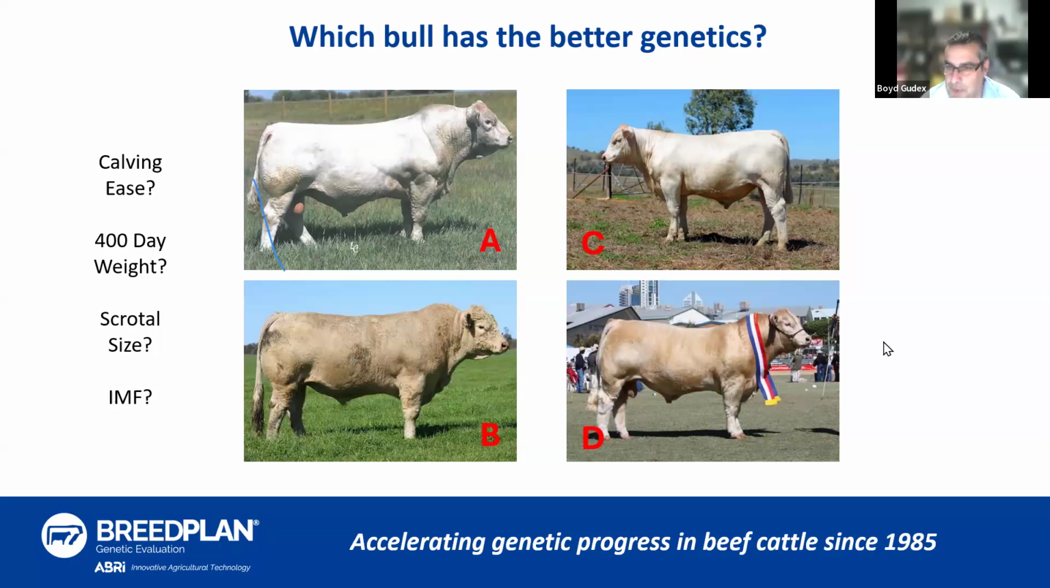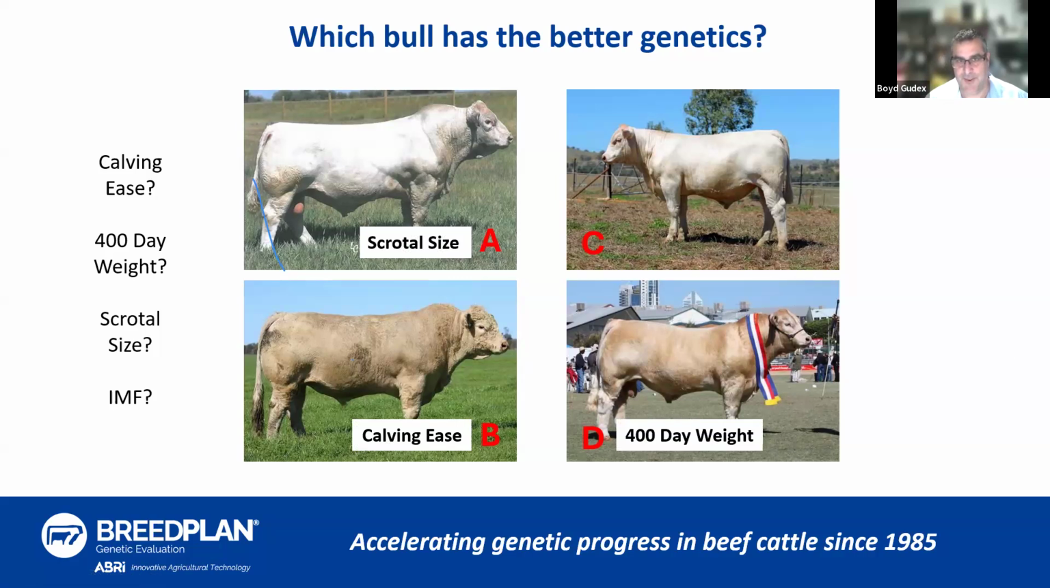Right. Well, now we've ended the poll. I'll move on to the next slide. So for calving ease, it was actually the bull B. I, like most other people, actually went for C on that one. Actually, I'm surprised looking at the front shoulders of B, but that's another thing. 400-day weight for D, scrotal A, and IMF C.